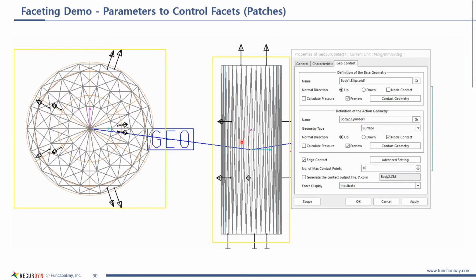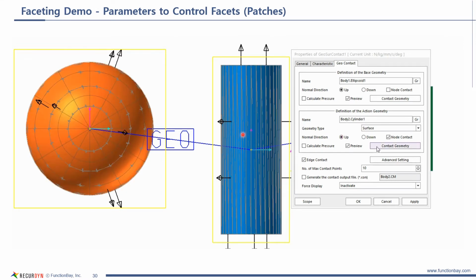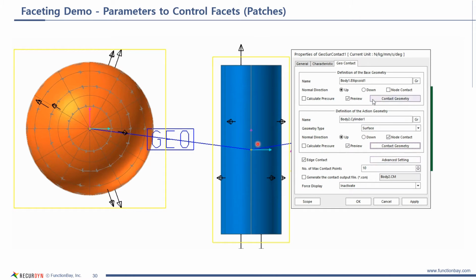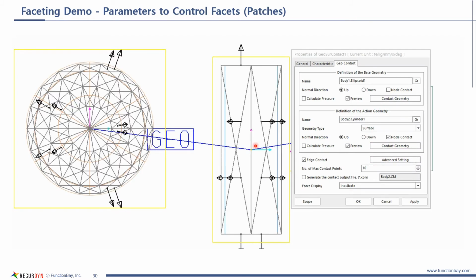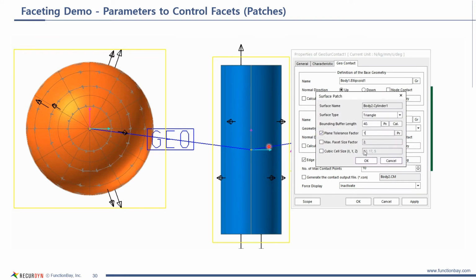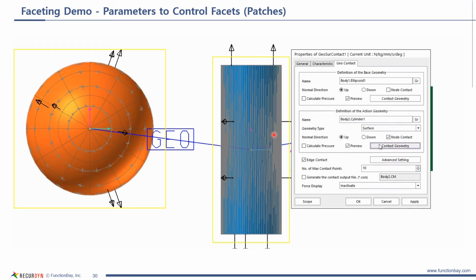For a cylinder, you can see that the facets are too long. If the plane tolerance factor is changed, the shape of the facets is affected, but they are still long. In this case, you can change max facet size factor. The cylinder surface is divided into small facets.